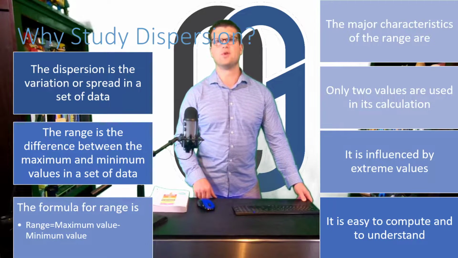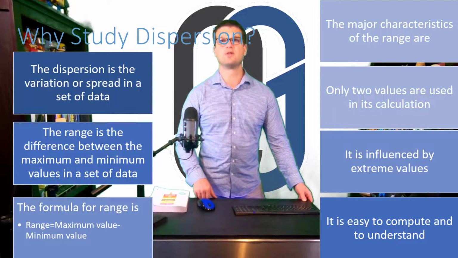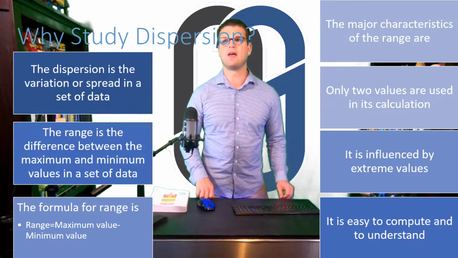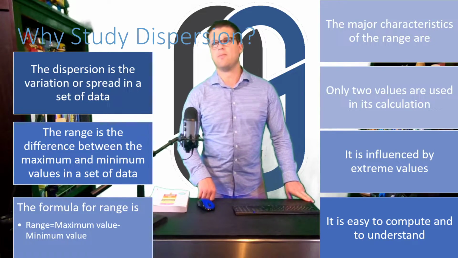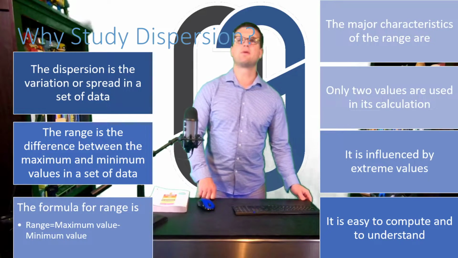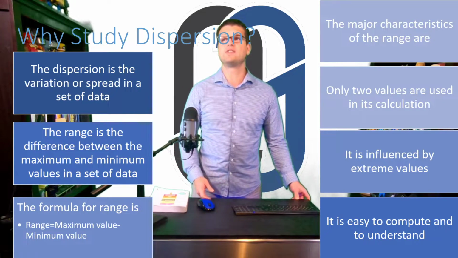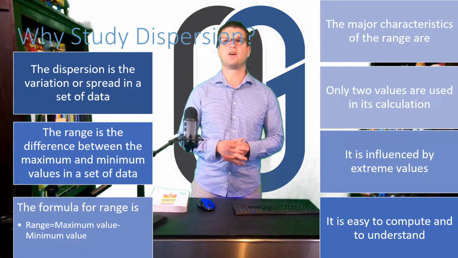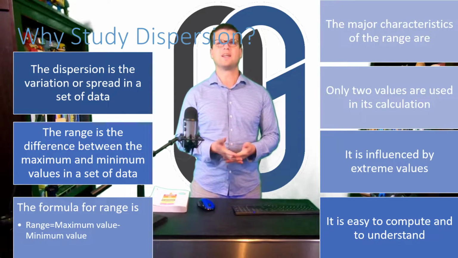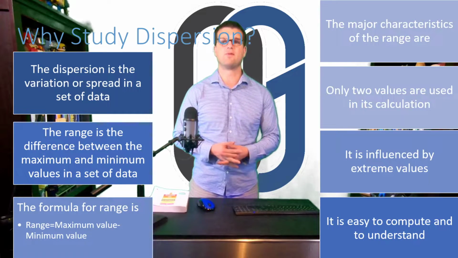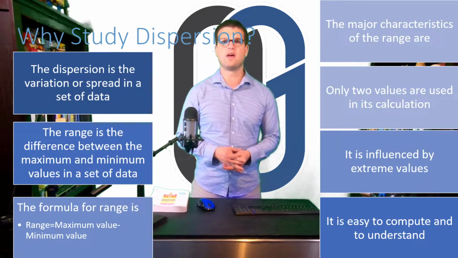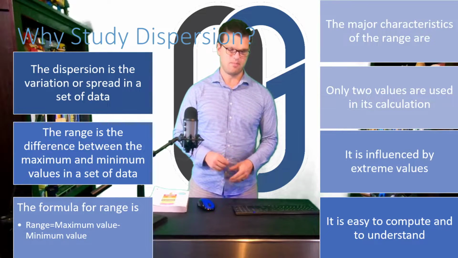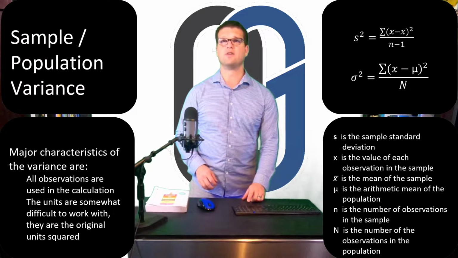One measure of dispersion is the range, which is the simplest measure of dispersion, and this is essentially the maximum value minus the minimum value in a set of data. The benefit of using the range is that it is very simple, very easy to understand. There's only two pieces of data that contribute to it, but also because of that, it's influenced by extreme values. So if you have two extreme values, one high and one low, it might really misrepresent your data. But it is very easy to compute and very easy to understand.